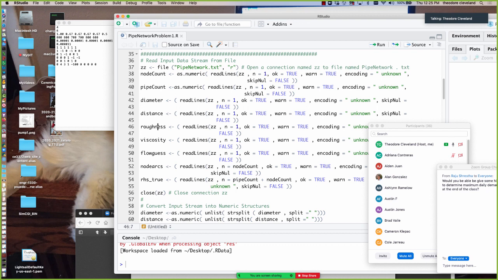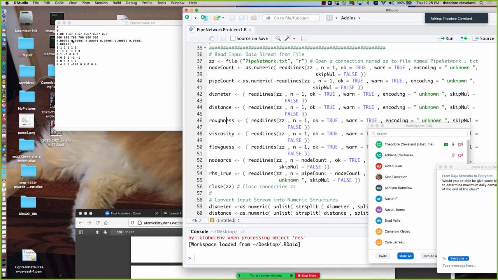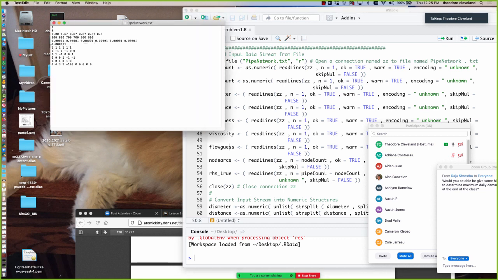Next it reads the roughness coefficient for each pipe. In this case, it's all the same number, but it's repeated six times for the pipe count. Next, we have the viscosity of the fluid that's in the network. In this case, we're using water viscosity. Next, it reads the initial guess. And since we are trying to come up with a systemic tool, we just guess ones everywhere. We can't guess zero. It'll fail if we guess zeros.